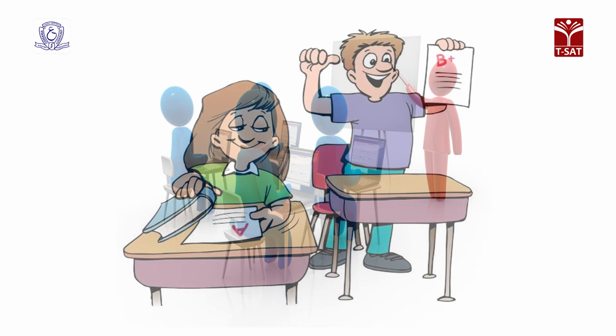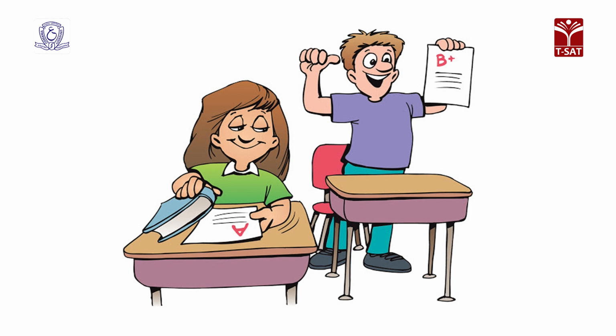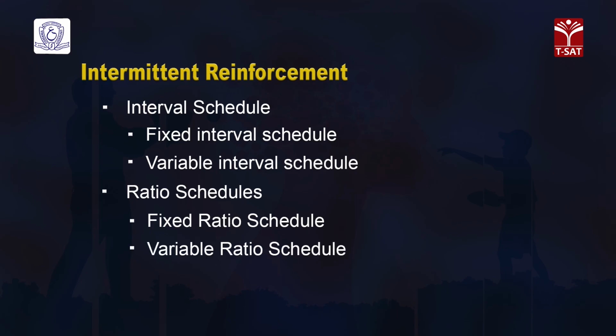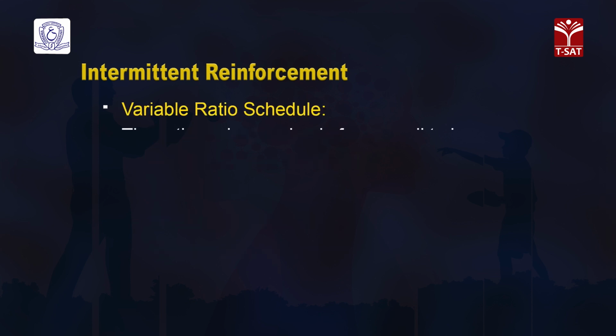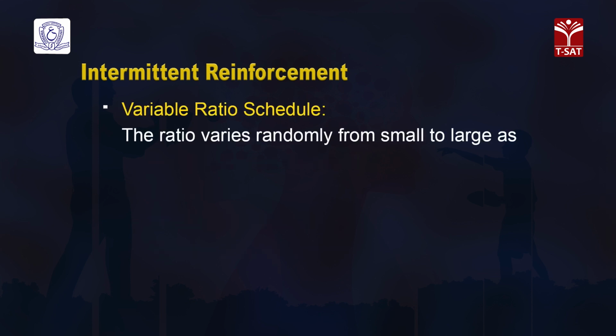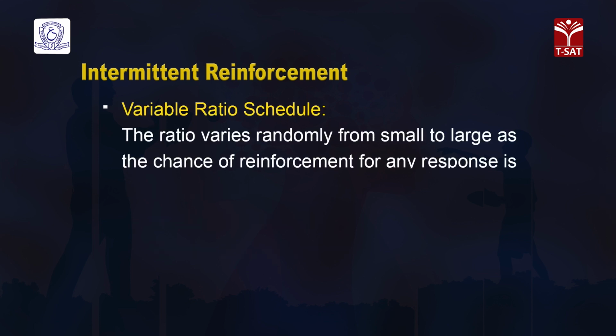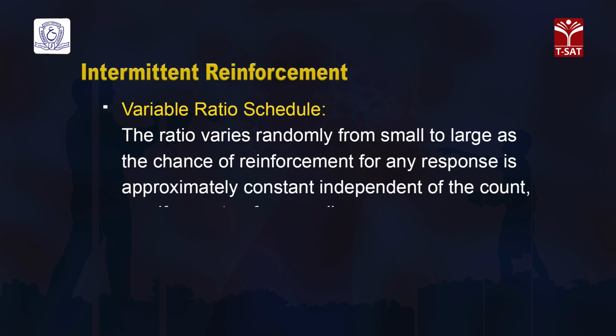Which creates a fast response rate and an average extinction rate. Variable ratio schedule. In this schedule, the ratio varies randomly from small to large, as the chance of reinforcement for any response is approximately constant, independent of the count. A uniform rate of responding ensues.